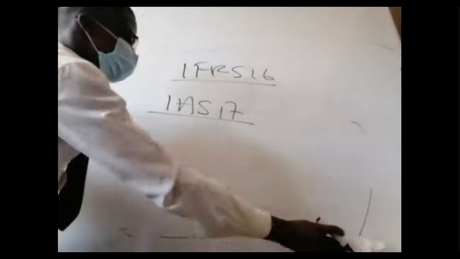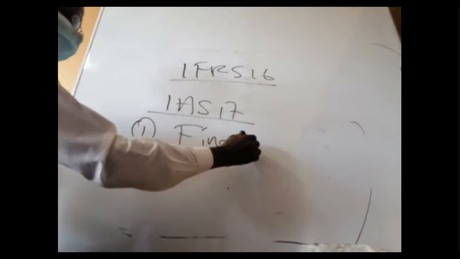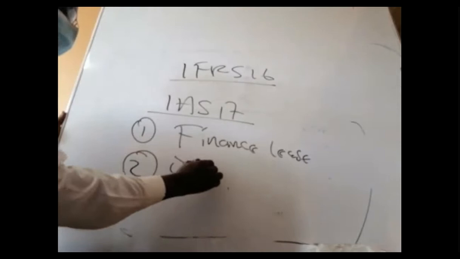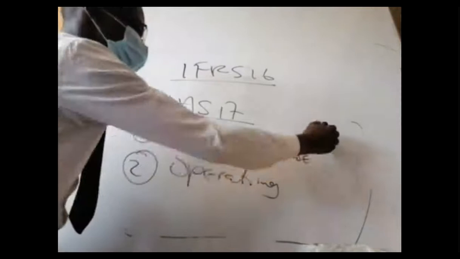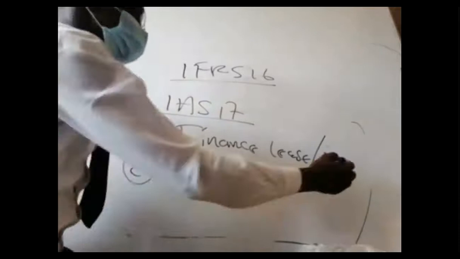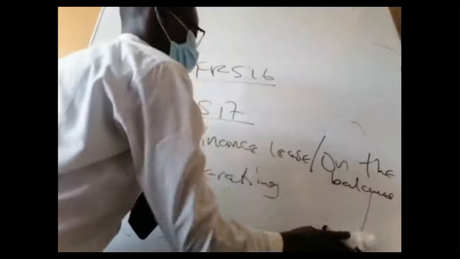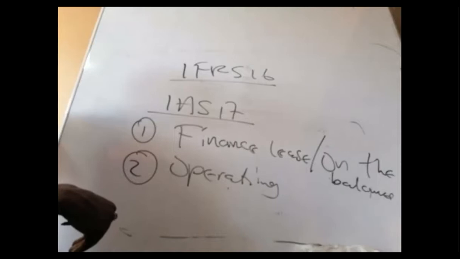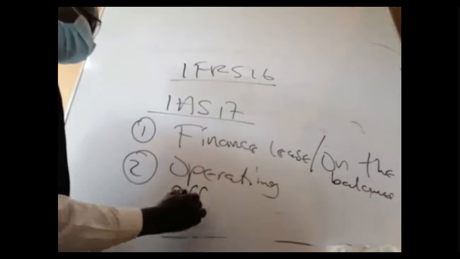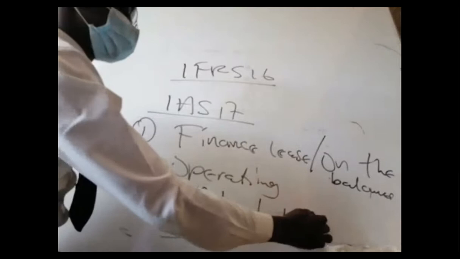Number one, finance lease. And number two, operating lease. Good. Finance lease is on the balance sheet. Because it's on the balance sheet, all finance leases are on the balance sheet. Then operating leases are called off the balance sheet. They are not on the balance sheet.